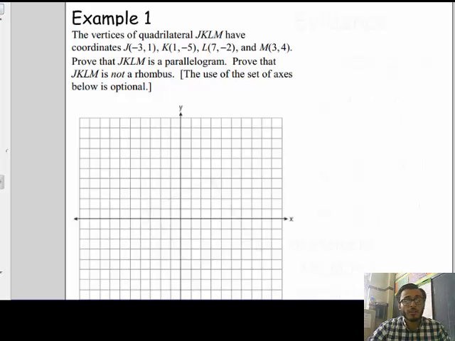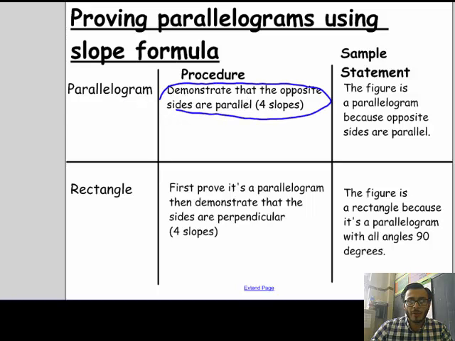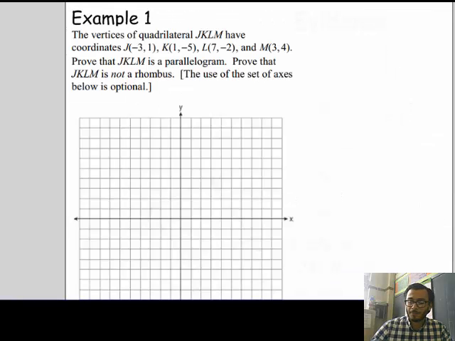It says the vertices of quadrilateral JKLM have coordinates J, K, L, and M. Prove that JKLM is a parallelogram, and then prove that JKLM is not a rhombus. The use of the set of axes below is optional. So if you want to prove a parallelogram, demonstrate that the opposite sides are parallel, and that means you're going to have to use the slope formula 4 times. So I'm going to go ahead and do that.